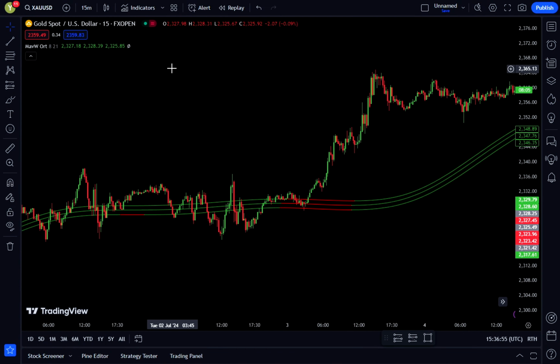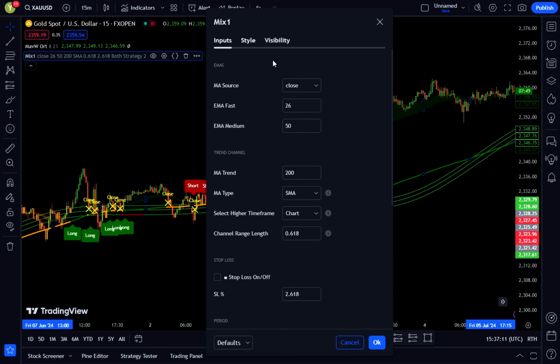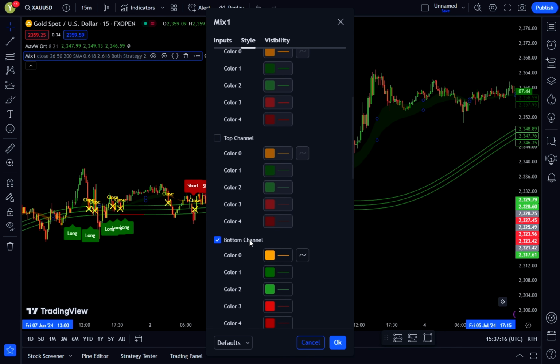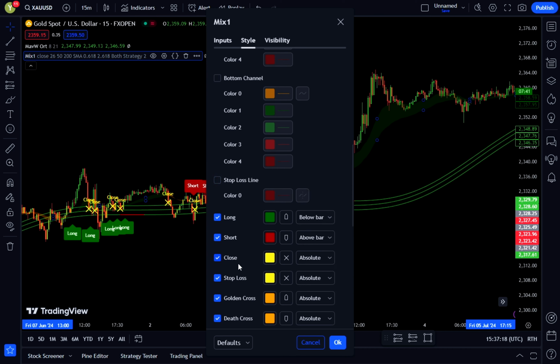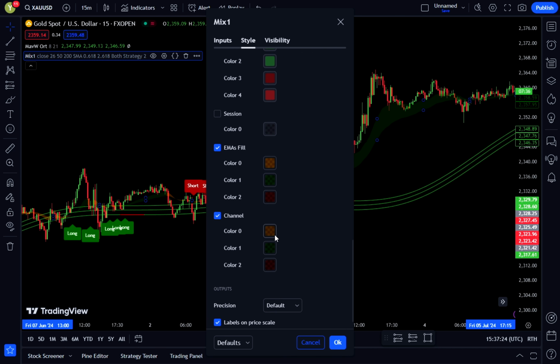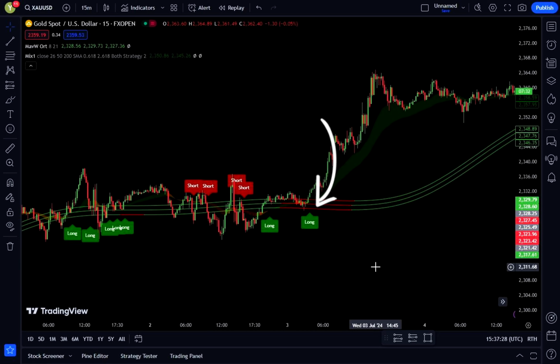Add the second indicator. In the Search tab, type Mix 1M across trend channel and select it. Leave the input settings at default. In the Style tab, remove some signs as demonstrated. This Mix 1M across trend channel indicator will guide you on when to place orders. Place a buy order when a buy signal appears. Place a sell order when a sell signal appears.